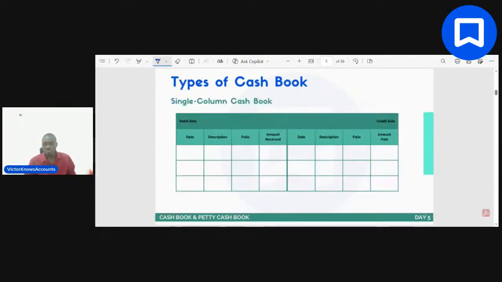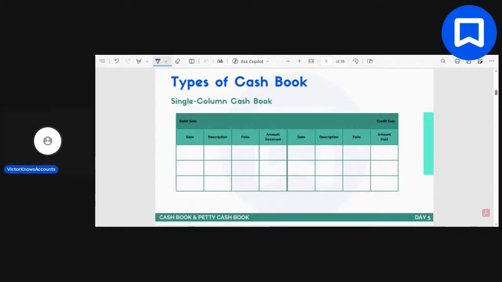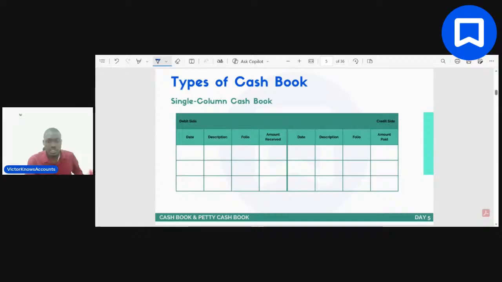Now let's look at the illustration. Now your single column cash book. Notice that we have the debit side and we have the credit side. So you see, look at the columns. We have debit, we have credit. Now we have date, description, folio, and amount received.